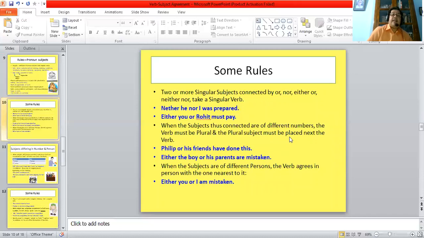Either the boy or his parents are mistaken. You cannot say they is mistaken. They are mistaken. So when the subjects are of different persons, the verb agrees with the person nearest to it. Either you or I am mistaken.